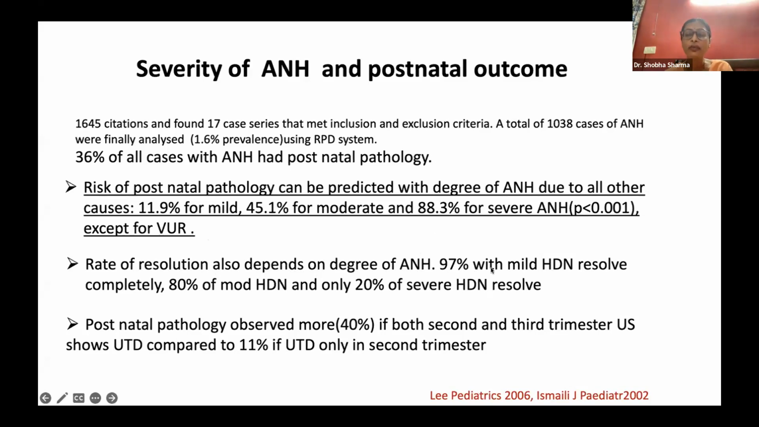So in mild cases, in 97% of cases, they will resolve postnatally in a variable period of time, from 2 to 5 years of age, and 80% of the moderate, whereas only 20% of the severe antenatal hydronephrosis will completely resolve with time. So this is the percentage where we have to look carefully. And of course, if the antenatal hydronephrosis is observed in both the second and third trimester, it is much more significant compared to when we see it only in the second trimester, where the problem will only be postnatal in 11% of the patients.